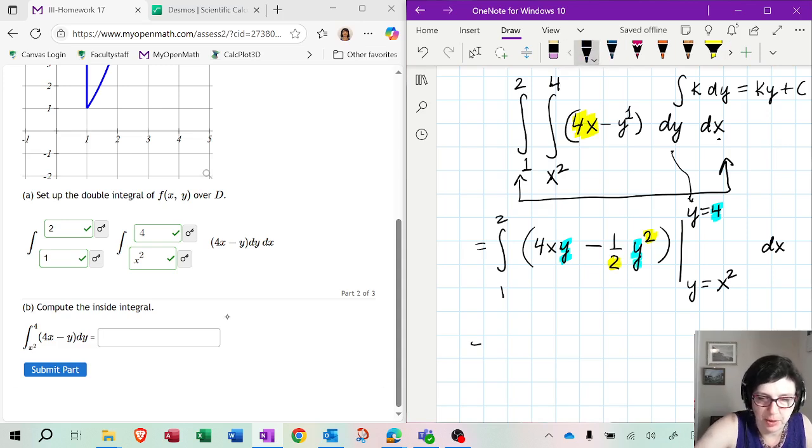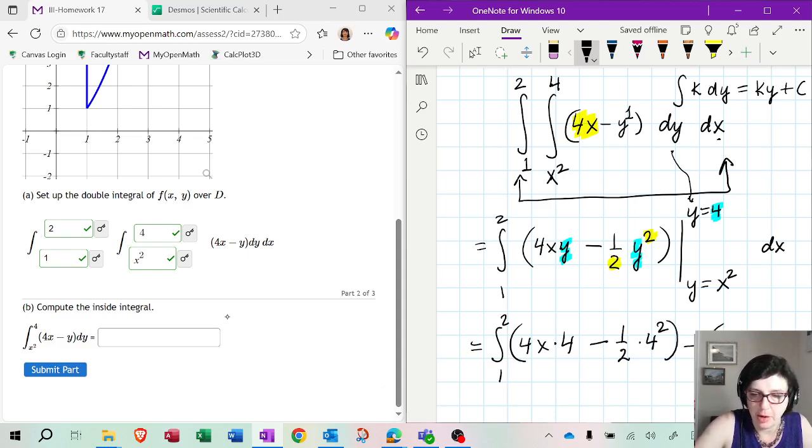So that's going to become 4x, and then 4 goes for y, minus 1/2 times 4 squared. Okay, substituted that. Minus, now let's substitute x squared. So x squared is the second one. We are substituting that for y over here. Okay, so what do I get?